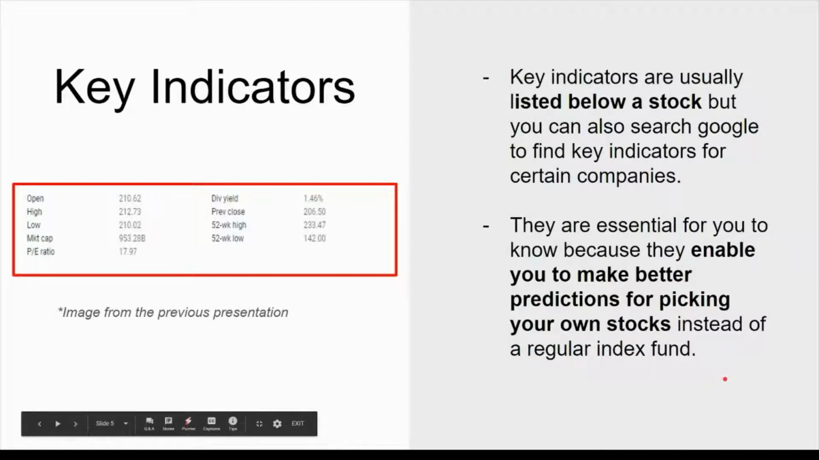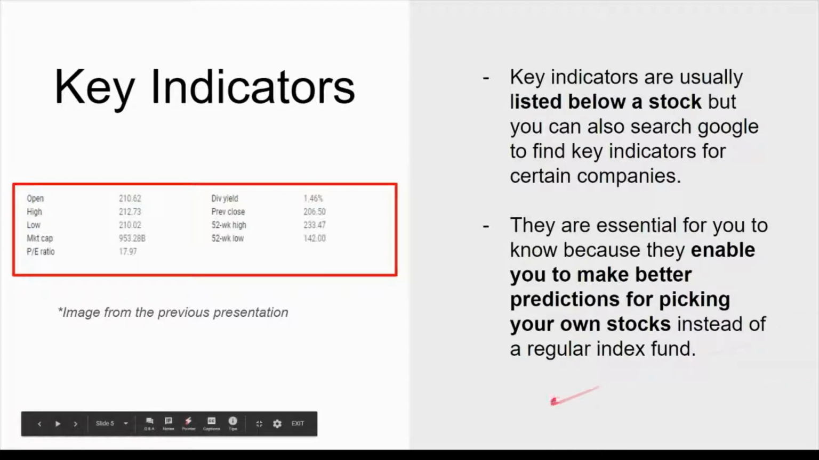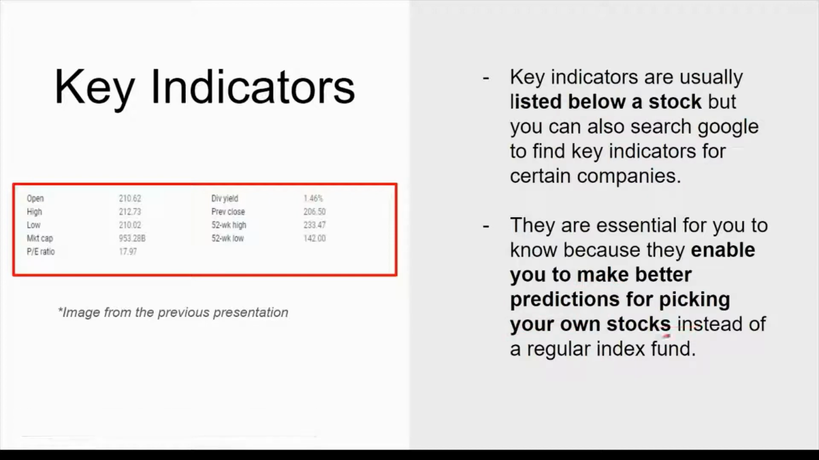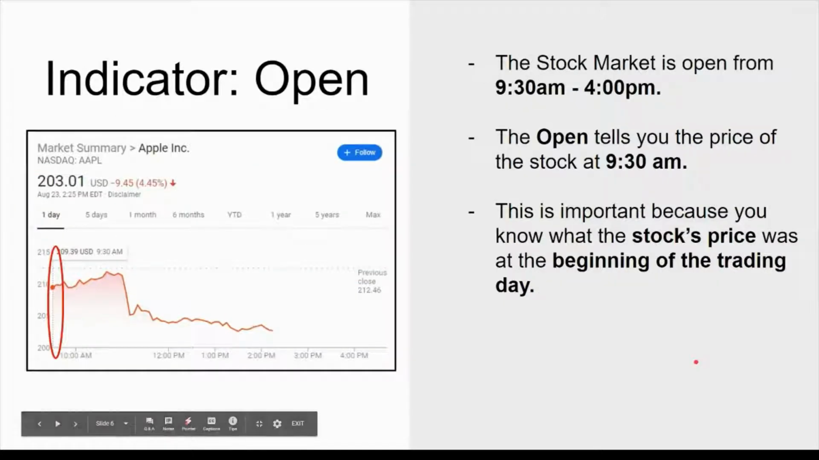So what I mean by this is, when you buy the index fund, you're basically buying a bundle of stocks, right? So you're going to get the average of all those returns. But if you're able to learn key indicators and make better predictions for picking your own stocks, then you can get higher returns of like 20%, 30% instead of a regular index fund return of 8% or 9%.